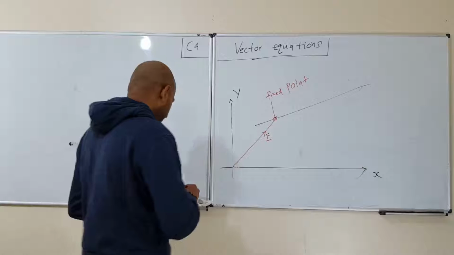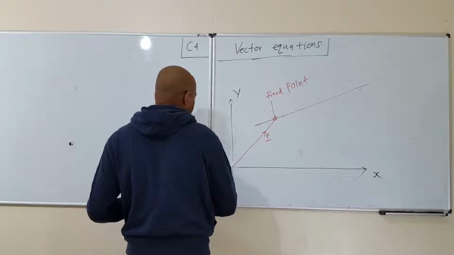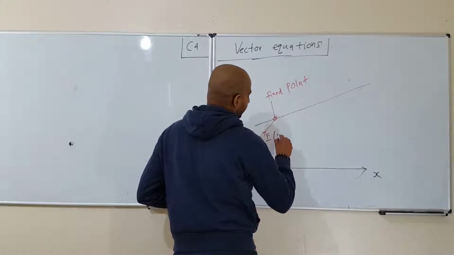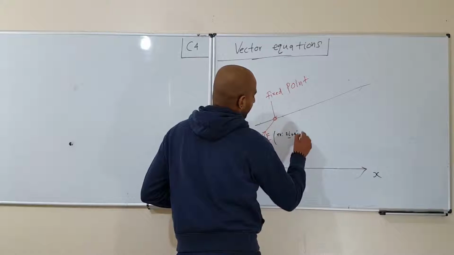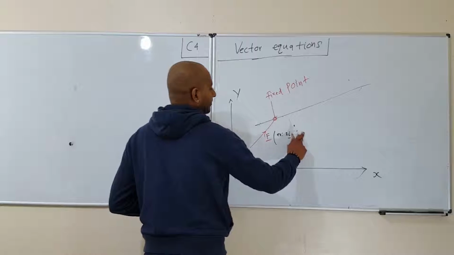Let me write an example as well for clarity. That can be written, for example, as 2i plus 4j.